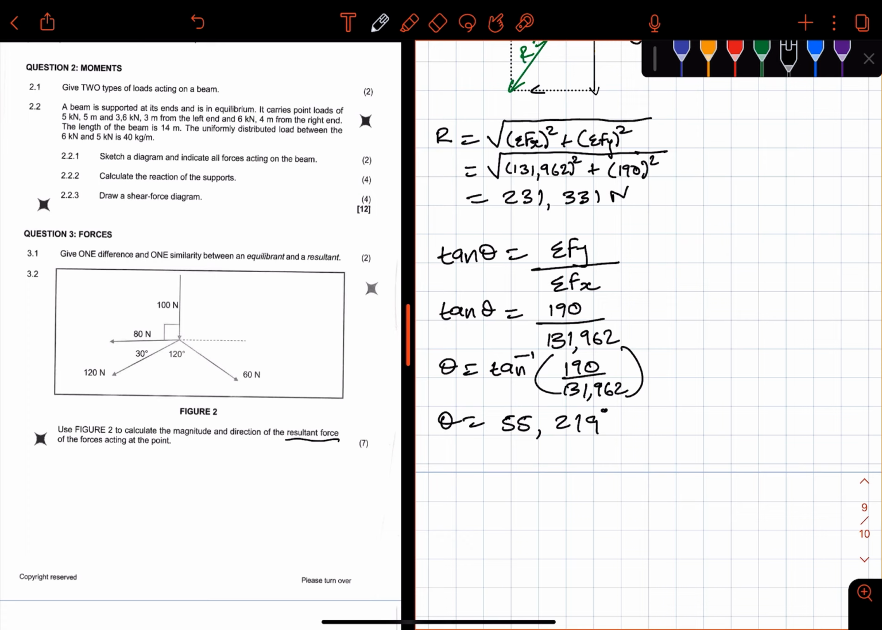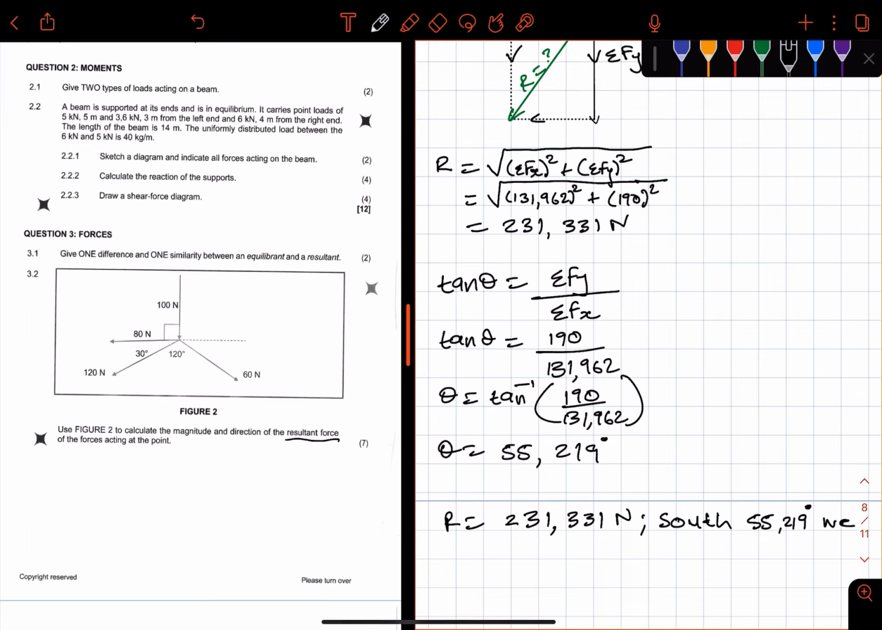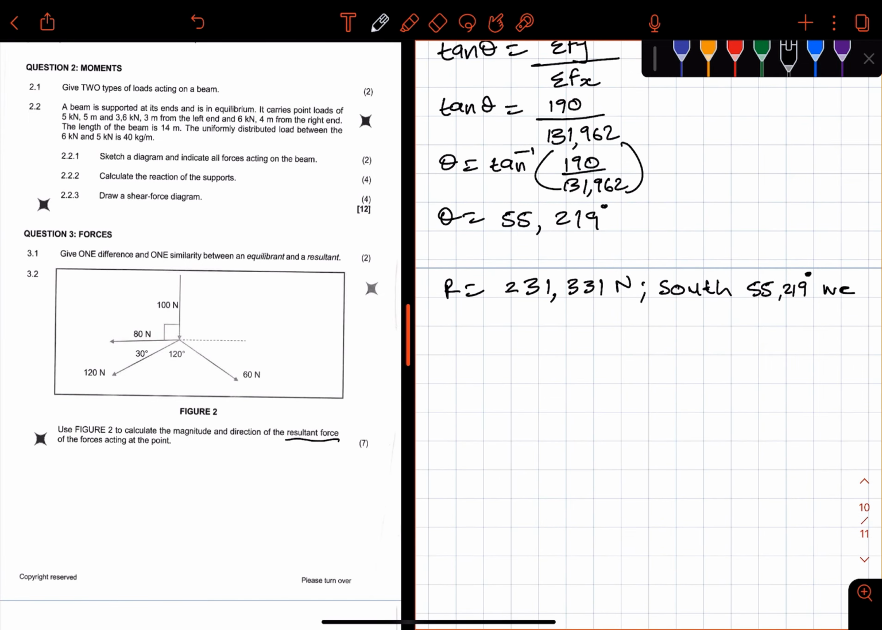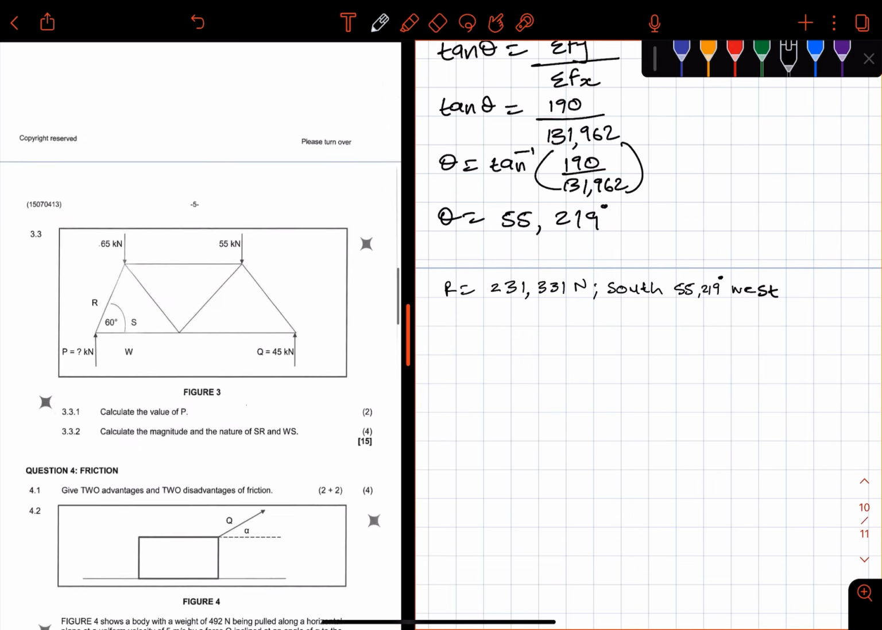So there you have it. So R, the resultant force, is equal to 231,331 newtons south, 55,219 degrees west. West, right? And there you have it. That is what there was. 4 marks, right? What is it? No, 7 marks, right? Very easy.